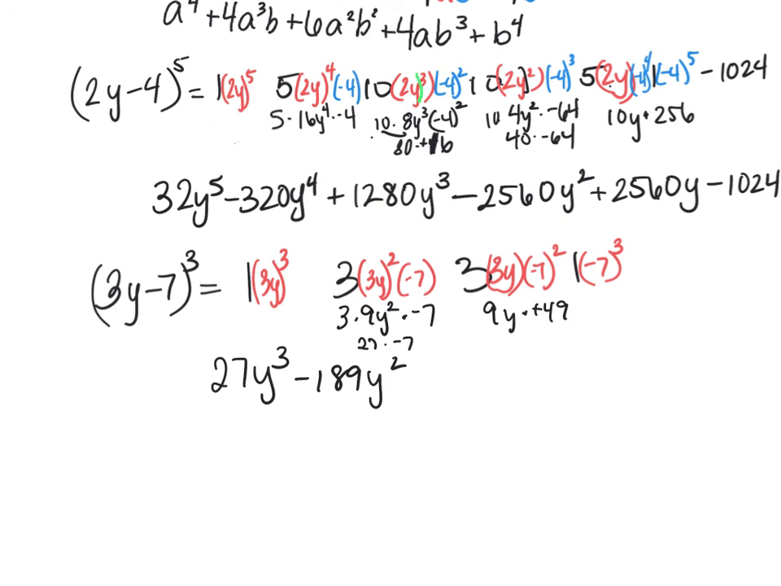And then I have 3y times 3 times 3y, which is 9y times positive 49. Negative 7 squared is a positive. So 49 times 9 is 441y. The y doesn't have an exponent on it. And then negative 7 cubed is negative 343. Okay, and that's my final answer.